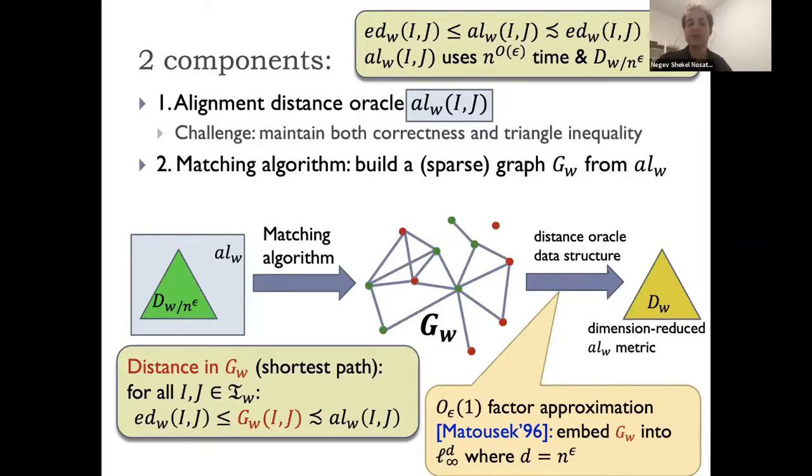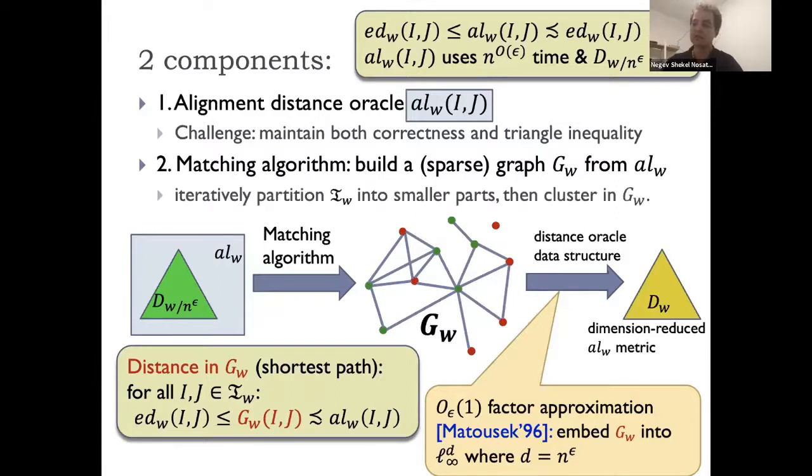And again, we use an embedding to L infinity norm with dimension n to the epsilon. In this way, we preserve both correctness and triangle inequality. Just in 1 minute, the way we do this matching algorithm is to iteratively partition the set of 2n intervals into smaller and smaller parts until they are small enough to be the exact density of such intervals, and then we can cluster them in the graph.